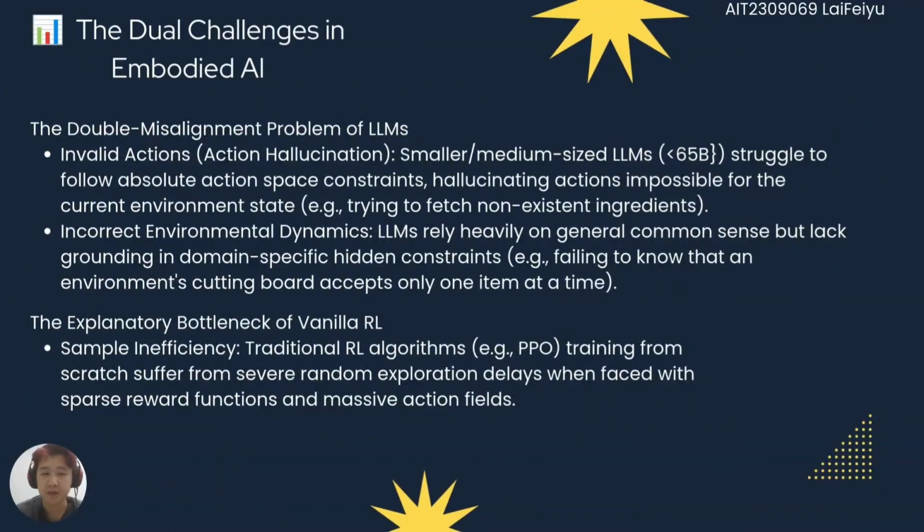Okay, thanks, Jiaxuan. Let's look at the challenges. Using AI in robots has two big problems. First, AI often makes bad choices that do not exist in the world. Second, AI does not know the cutting rules. For example, it may try to put too many things on a cutting board because it thinks it is okay. Traditional training can fix this, but it is very slow at the start. Our new framework fixes this by combining AI technology with step-by-step training.